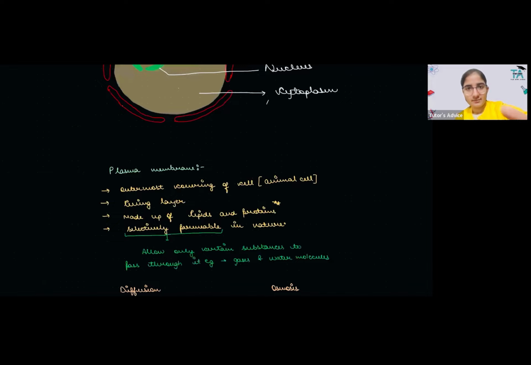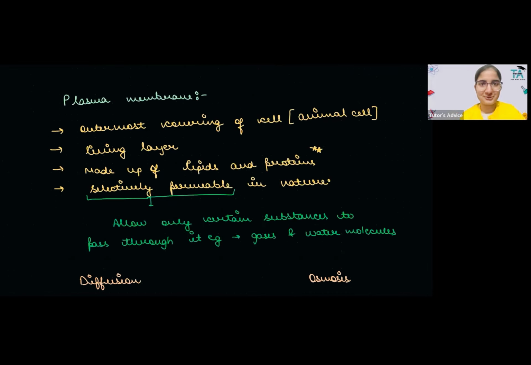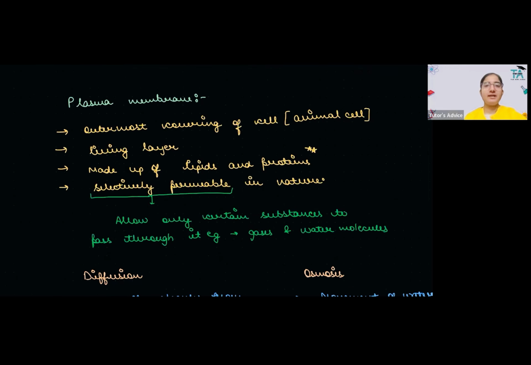Firstly, these points are very, very important. So I'll give you time to note them down. You just note these points down, okay? So, the plasma membrane. We can say that it is the outermost covering of the cell. Why have I mentioned animal cell only over here? Because in the plant cell we don't have that, right?